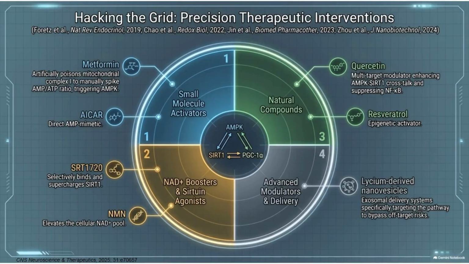Therapeutic intervention strategies. Pharmacology: AMPK activators, metformin, AICAR, SIRT1 agonists, SRT1720, NMN, and PGC1 alpha modulators, ZLN005. Natural compounds: resveratrol, quercetin, and hesperidin. Lifestyle and advanced tech: caloric restriction, exercise adaptations, CRISPR gene editing, and exosomal miRNA delivery.